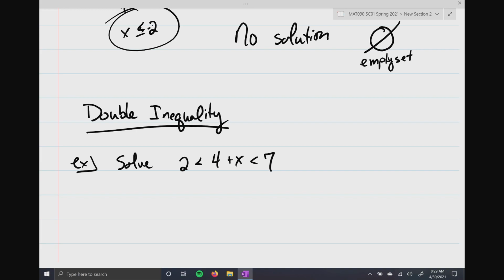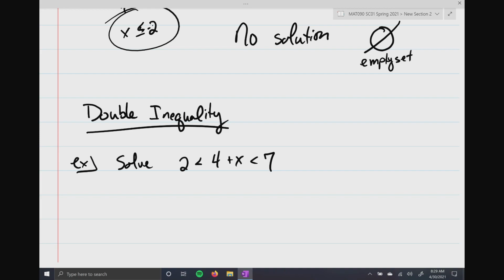So here we go. 2 less than 4 plus x less than 7. Somebody finish the statement for me. Whatever you do to one side, you must do to the other. Thank you very much, Carly.